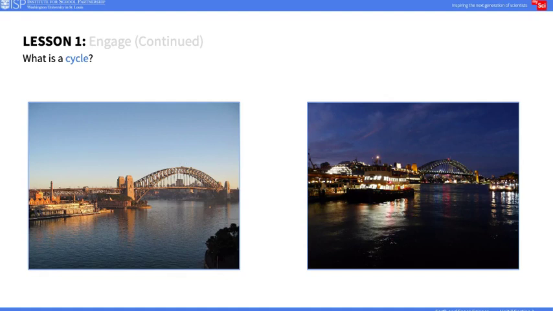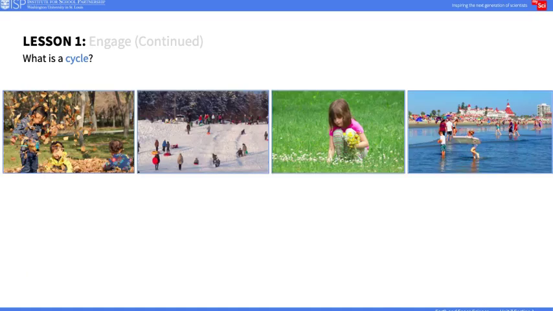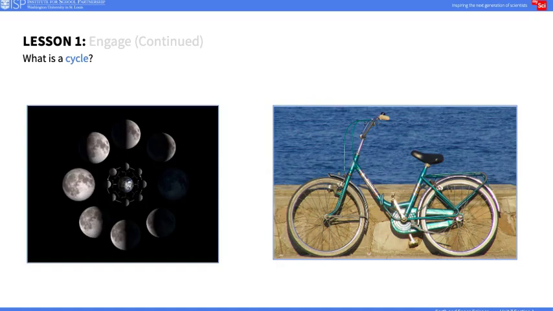Then hold up the picture of night and day, discussing the pattern represented. Show the pictures of the 4 seasons, starting with the spring card. Ask the students which seasons are shown and how they know. Then ask if the seasons always come in the same order.